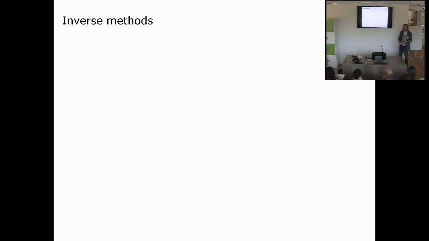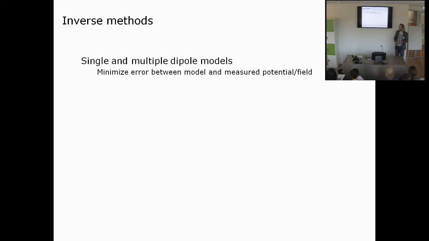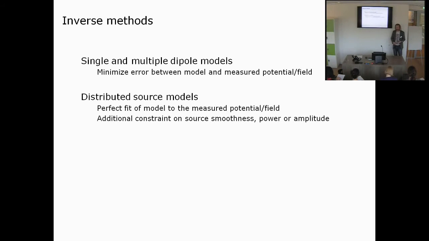Thanks. Okay, so we have a number of inverse methods that help us to locate activity. The simplest one, and the one that also was initially invented, is using single and multiple dipole models. The idea with dipole modeling is that we try to minimize the error between the model and the measured potential or the measured field. We also have distributed models, where we know that we have a perfect fit of the model to the measured potential. That requires us to make additional assumptions on the source, such as smoothness or minimizing the power of the source or minimizing the amplitude.